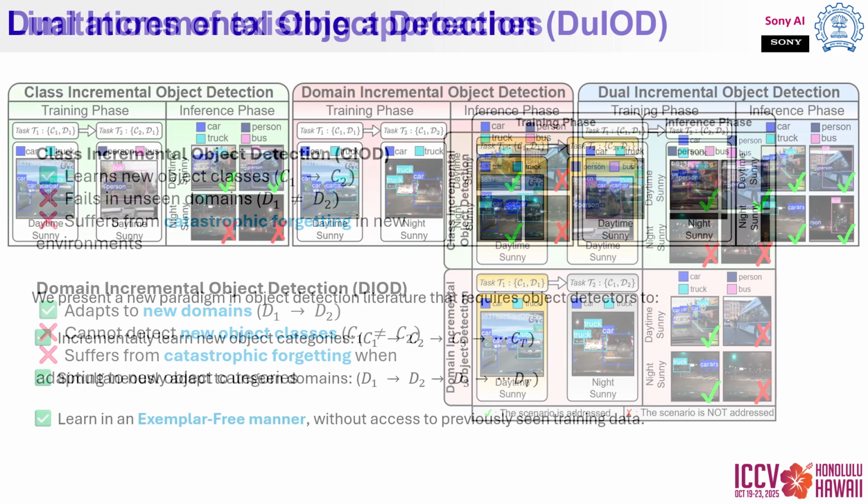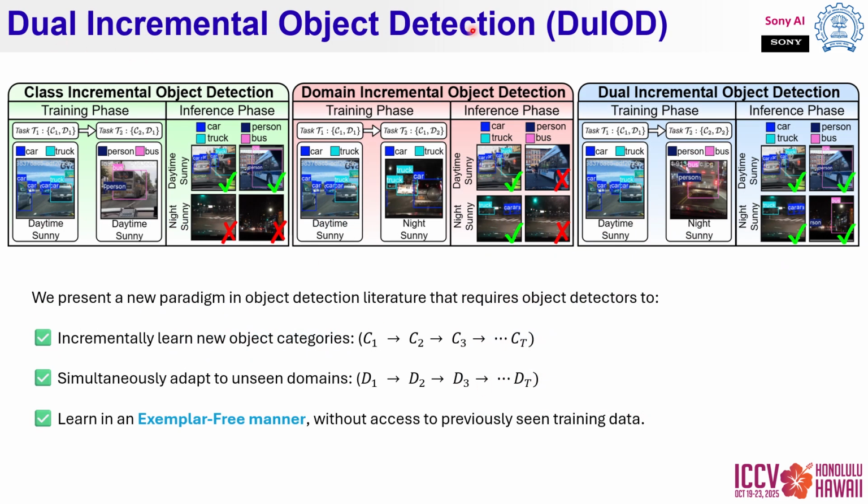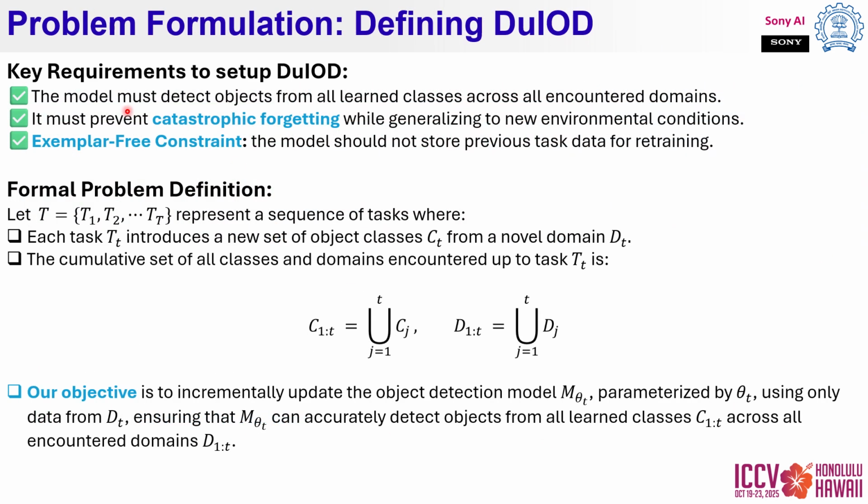We address this gap with Dual Incremental Object Detection, or DuIOD, where models learn new categories, adapt to unseen domains, and do so without storing past data. The goal is simple. Detect all learned classes across all encountered domains, retain past knowledge, adapt to new ones, and remain exemplar-free, meaning no replay of old data.